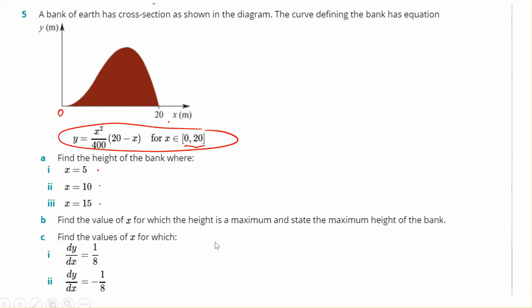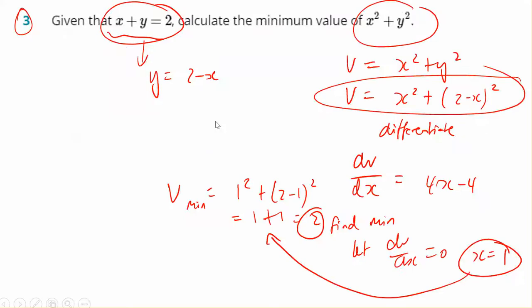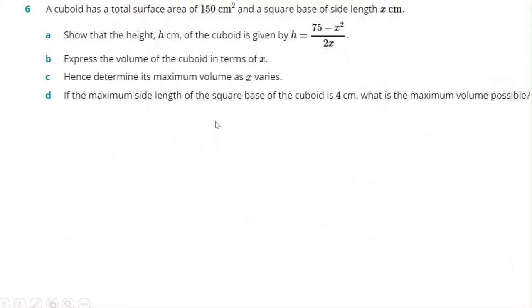So hopefully that helps you do question 3 and 5. For 6, I'll do another video on that.